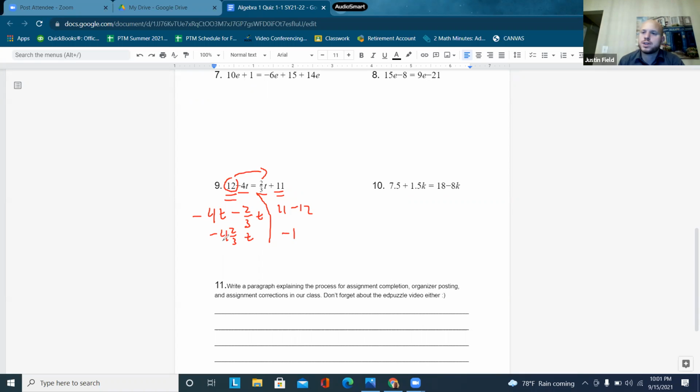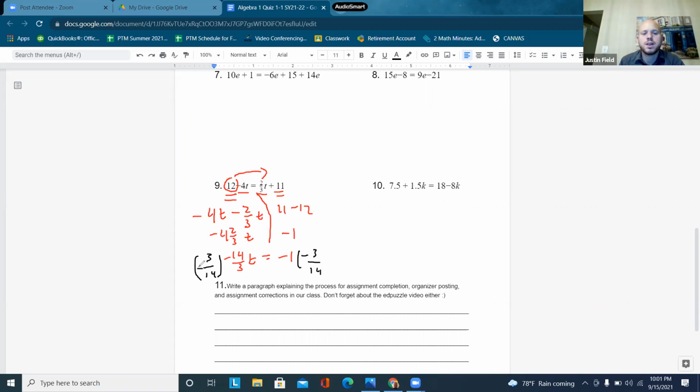And now let's convert this to an improper fraction. 4 times 3 is 12, plus 2 is 14 over 3 equals -1. And now what I'm going to do is multiply both sides by the reciprocal. So we multiply it by 3 over 14, negative out front. Multiply that by the same thing.